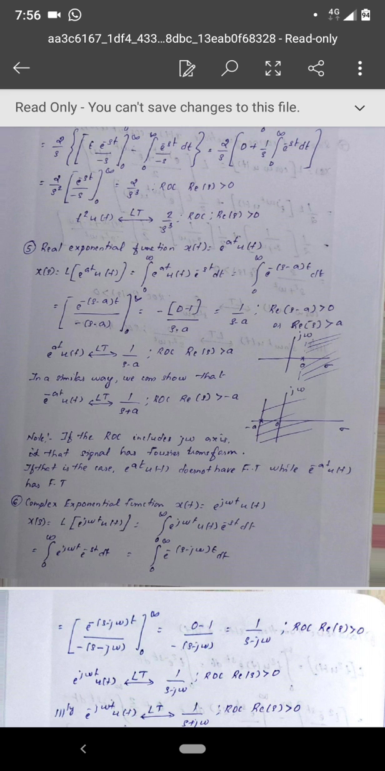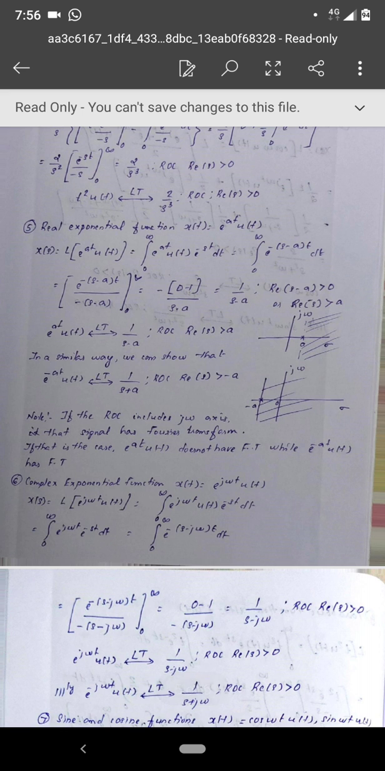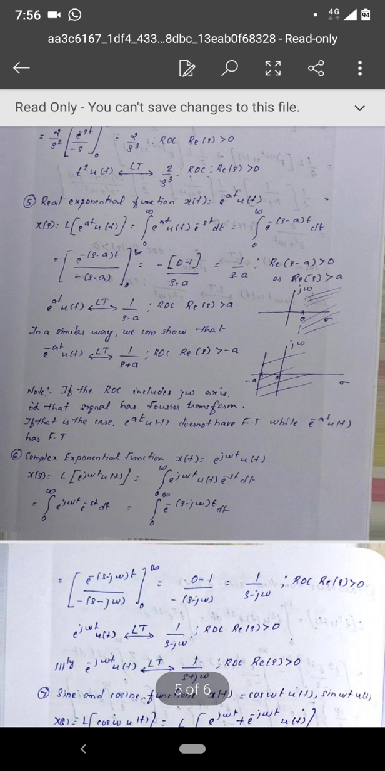Okay, so here you can make a statement: if you have found the Laplace transform and the region of convergence, and we have a question whether the signal has a Fourier transform, this is the answer. That is, if the region of convergence includes the j omega axis, such signals have a Fourier transform. I repeat, if the region of convergence includes the j omega axis, such signals will definitely have a Fourier transform.